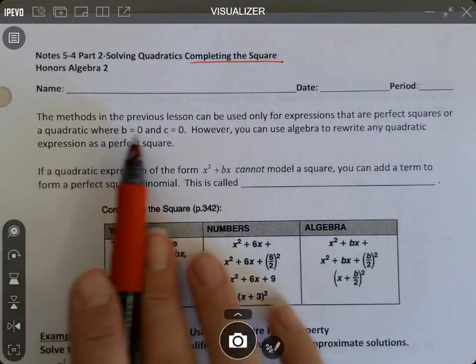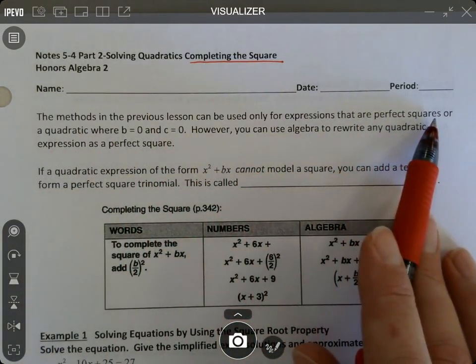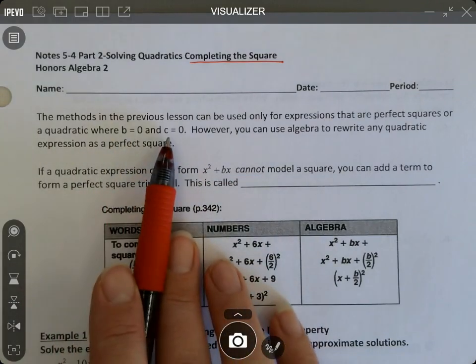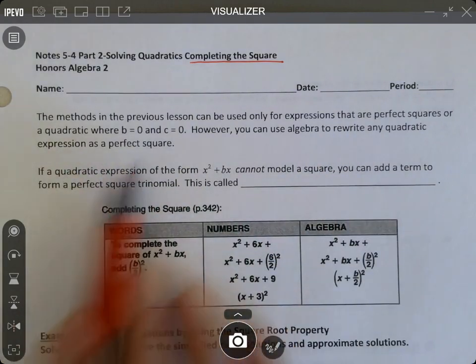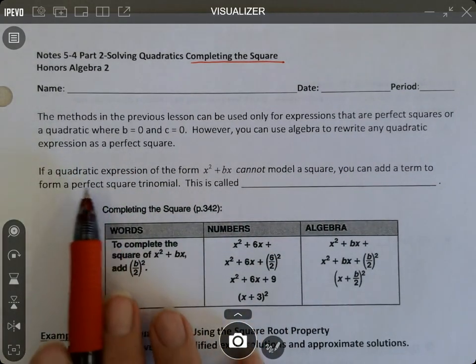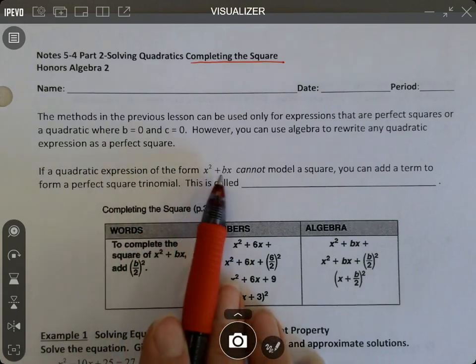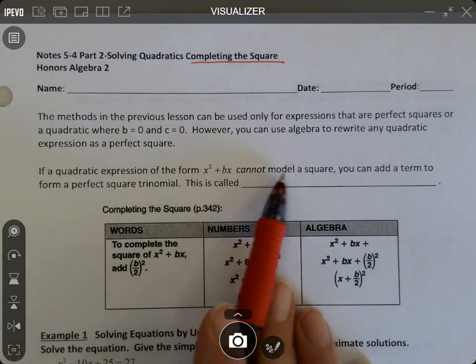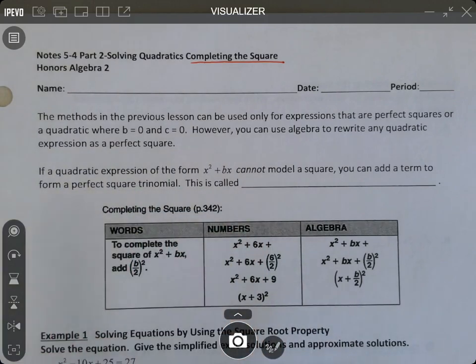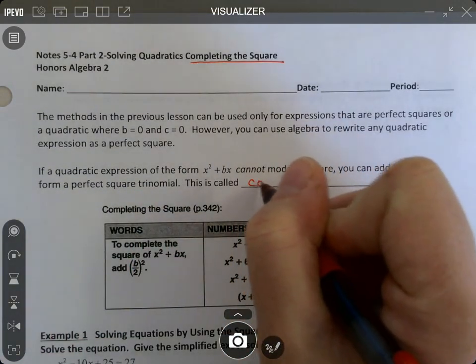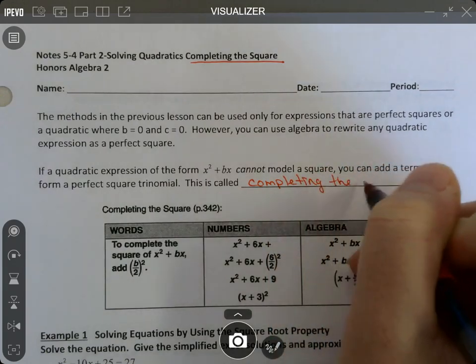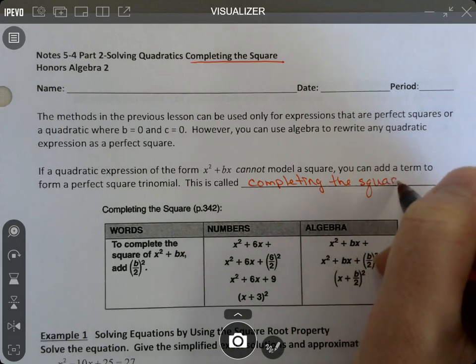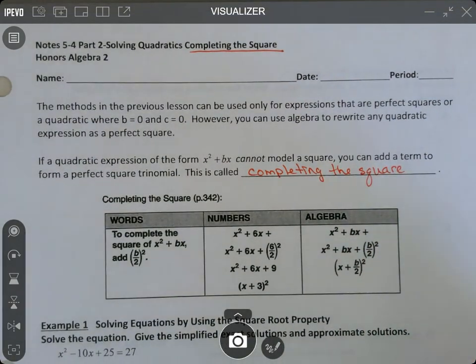So it says the methods in the previous lessons can only be used for expressions that are perfect squares or a quadratic where b and c are both 0. However, you can use algebra to rewrite your quadratic expressions as a perfect square. So if a quadratic expression is in the form x squared plus bx, it cannot model a square, but you can add a term to make it a perfect square. This is called completing the square. So the terminology is that you complete the square, and we're going to solve by doing that.